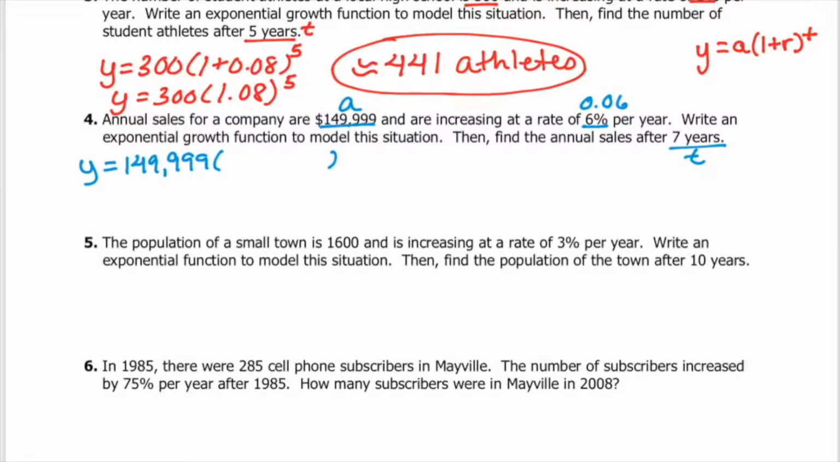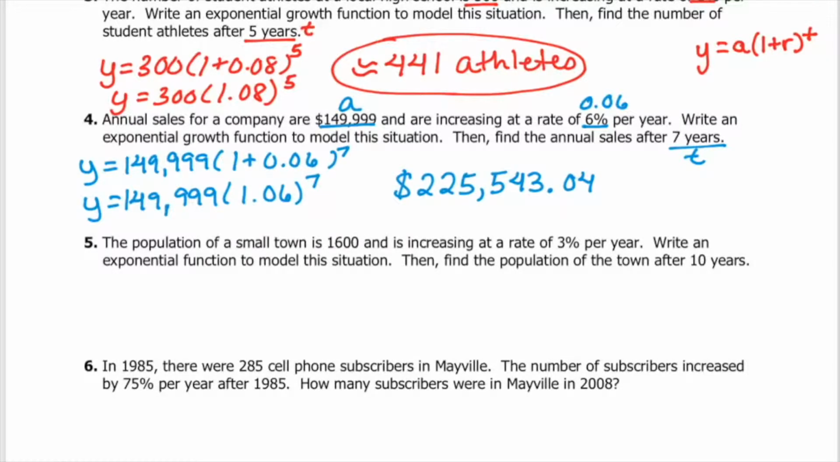All right, so we're plugging in A, and then we'll put in our R, which is 0.06, and raise it to the 7th power. We're going to add our 1 and our 0.06, and then we're going to put in our calculator 1.06 to the 7th power, hit equals, and then times it by 149,999, and you're going to get $225,543.04. So that's how much annual sales they will have after 7 years.